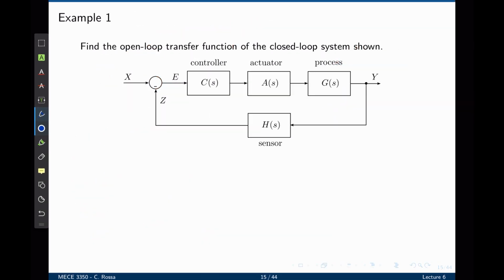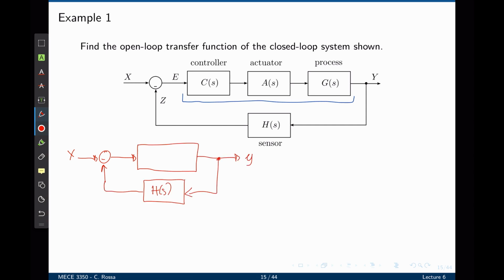Let's do a simple example. This example that we started with in the introduction. The input to this feedback loop is x and the output is y. We have three functions. One represents the controller, one the actuator, and one the process. And you have a feedback function h of s, which represents the sensor. What is the closed loop transfer function y over x? We know that these three blocks here can be combined into one, which means that the block diagram can be rewritten as follows, where these three functions become one because they are in cascade. What is the next step?